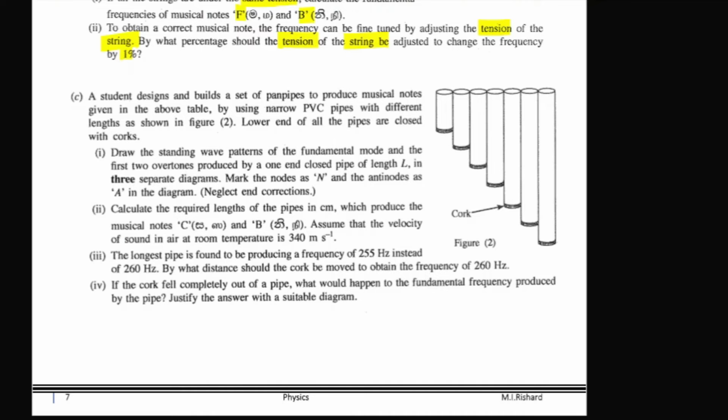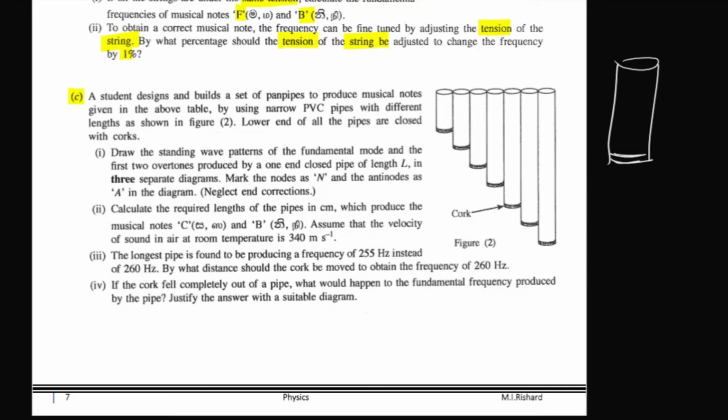So guys, next we need to discuss the C part. Here, what it says is, a student designs and builds a set of pan pipes to produce musical notes given in the above table, by using narrow PVC pipes with different lengths as shown in the figure. The lower end of all pipes are closed with corks. So this is a one end closed tube. What they are going to discuss is waves in one end closed tubes.